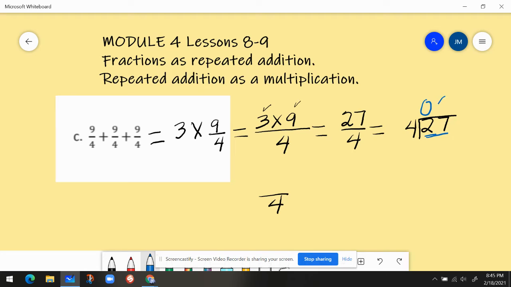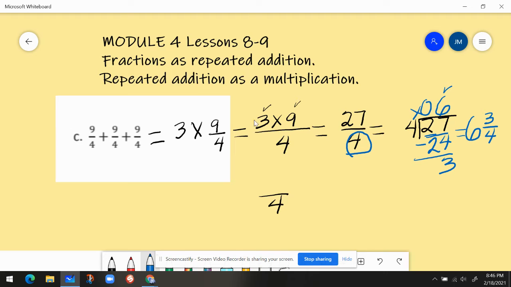So the answer, I think, is going to be 6. So 6 times 4 equals 24. And the remainder is 3. So we can see that the quotient 6 is correct because that remainder is less than 4. So now we found our answer. The quotient is 6, the remainder is 3, and the denominator is 4. It's always the same denominator, okay? All right, so that's the answer for this problem. And this is how you convert a repeated addition as a multiplication to solve.